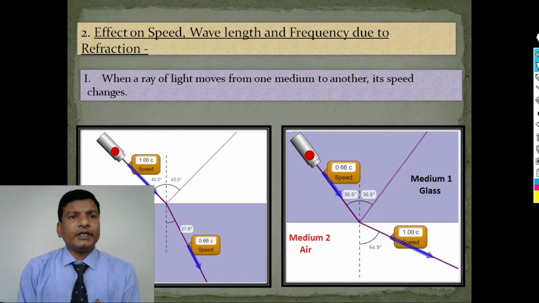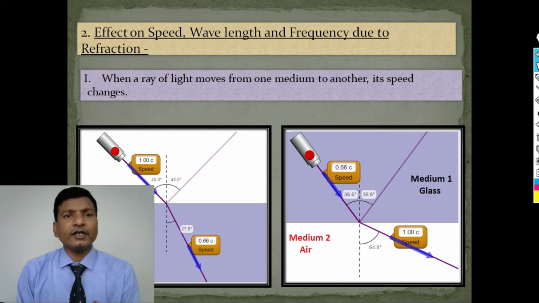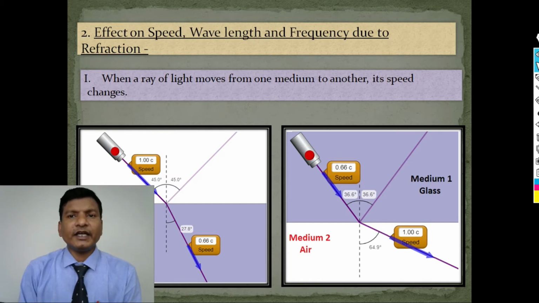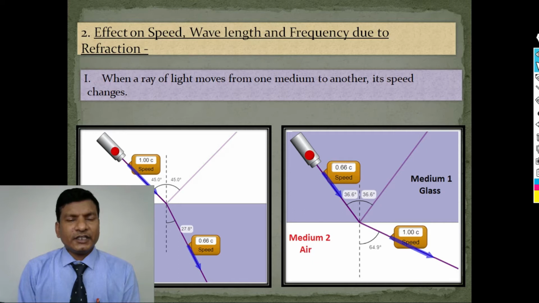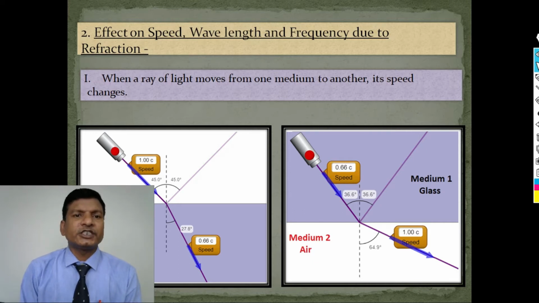Next topic, effect on speed, wavelength and frequency due to refraction. Now due to refraction, is there any change of the speed? Is there any change of the wavelength? Is there any change of the frequency of the light ray which is used? Let's discuss. At first I'll discuss speed.